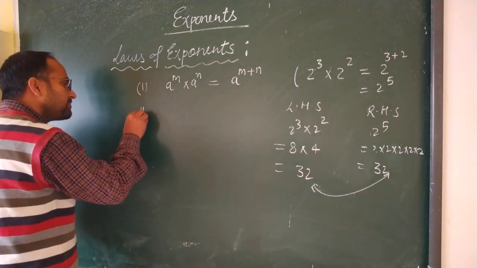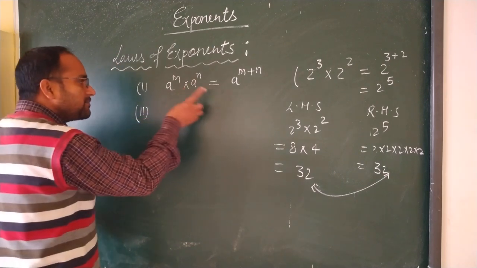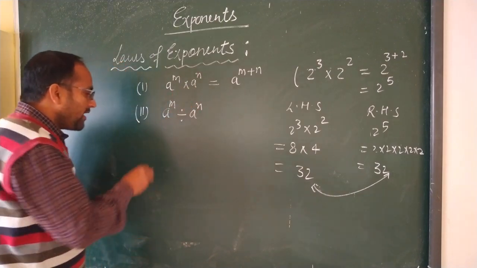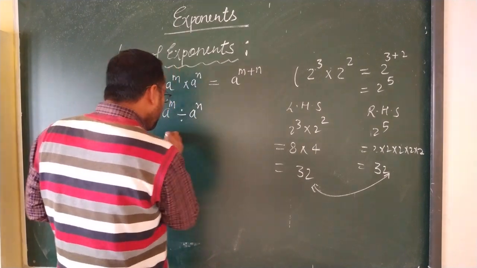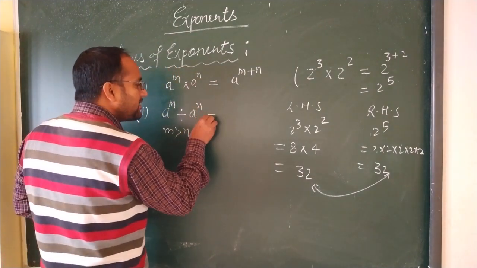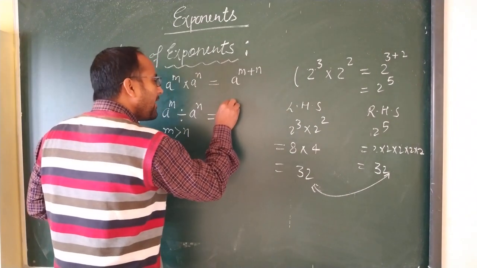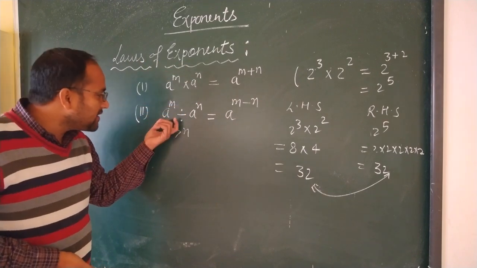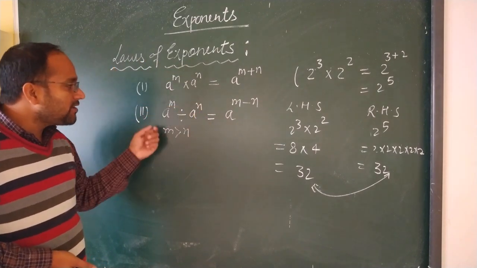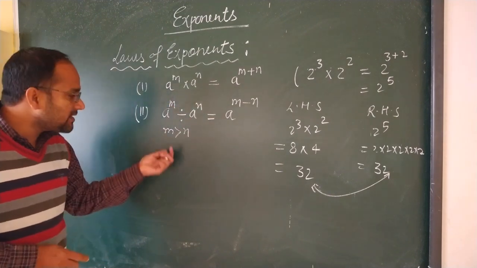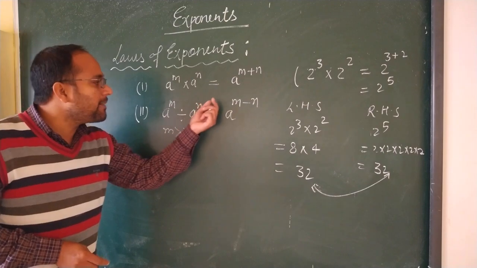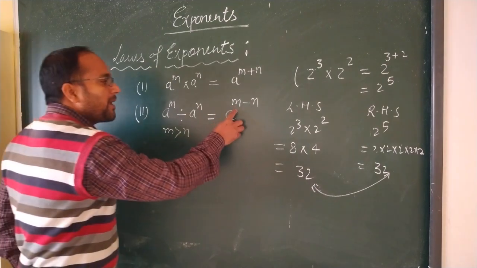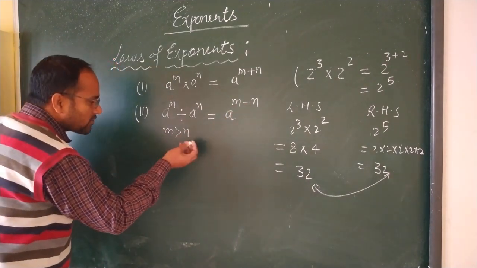Now the second one is division with the same base. Suppose a to the power m is divided by a to the power n, where m is greater than n. In this case you will get a to the power m minus n, just the opposite of multiplication. In division, if bases are equal and powers are different, you will subtract the smaller one from the bigger one. Here m is greater than n, so you will subtract m minus n. Write the base one time and subtract your index.